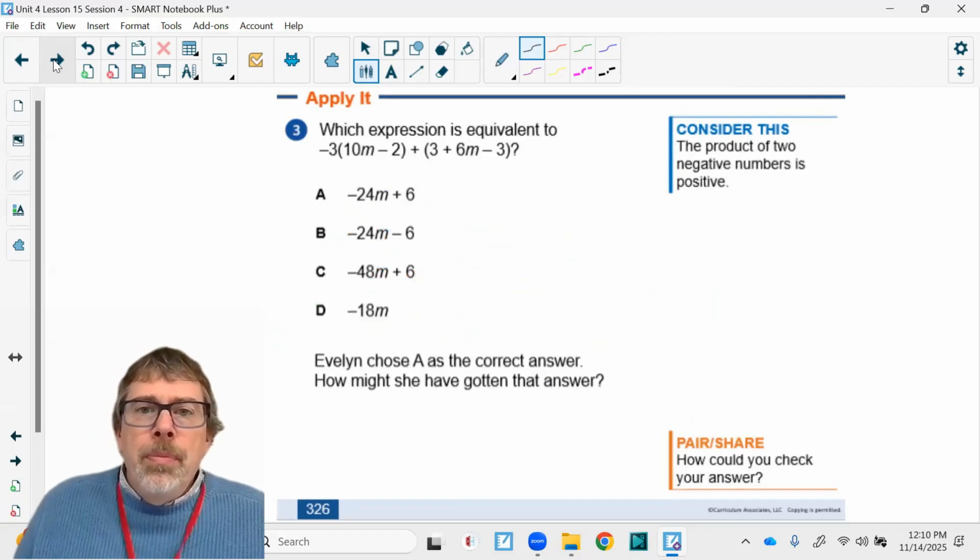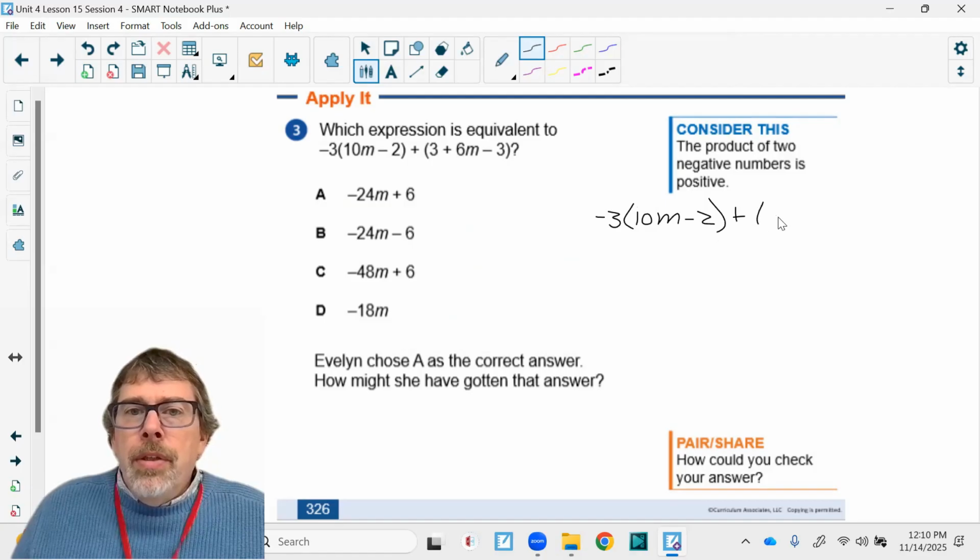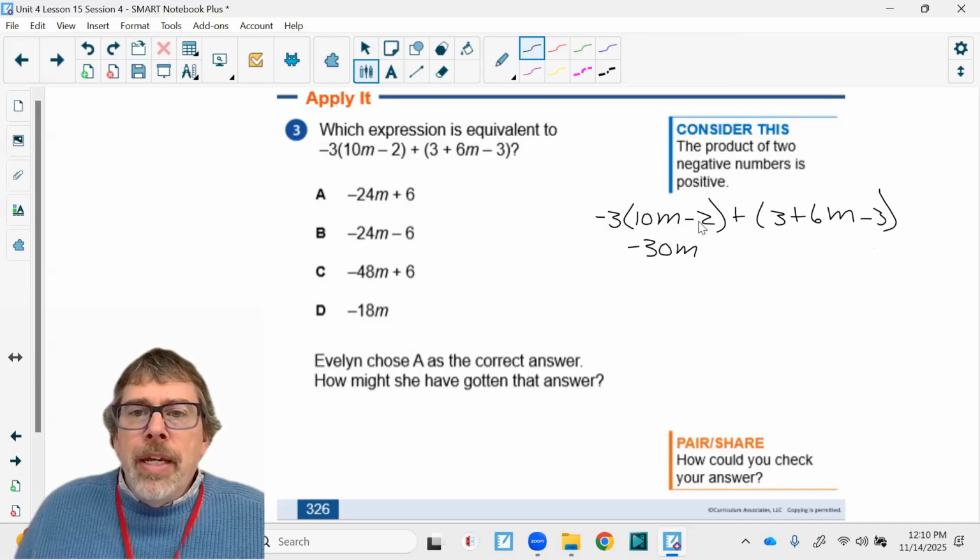Okay, more of the same. We have this expression, so what we need to do is simplify. So I'm going to take negative 3 times 10m minus 2 plus 3 plus 6m minus 3. And I'm going to distribute. Negative 3 times 10m is negative 30m. Negative times a negative is positive. 3 times 2 is 6. Add. And I have a 3 here and a minus 3 here. They are a zero pair. And I get 6m by itself.